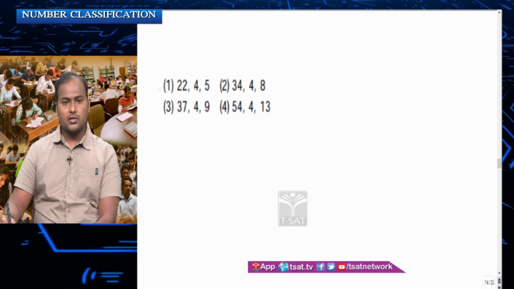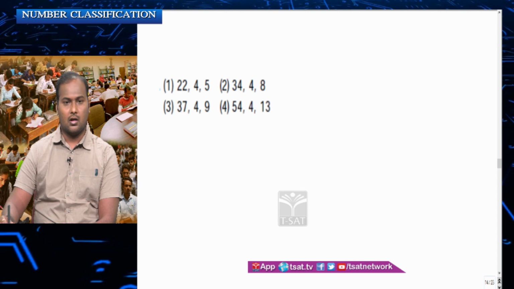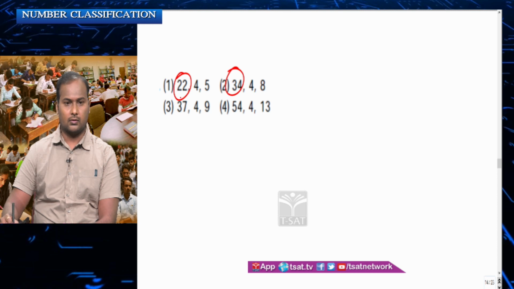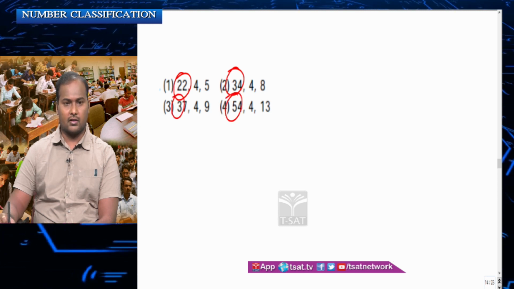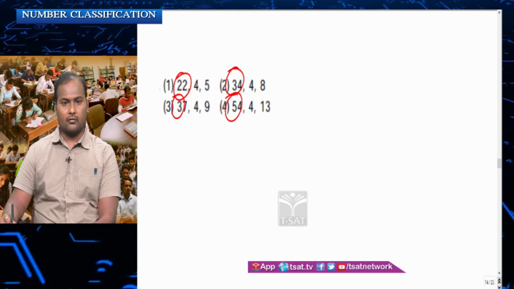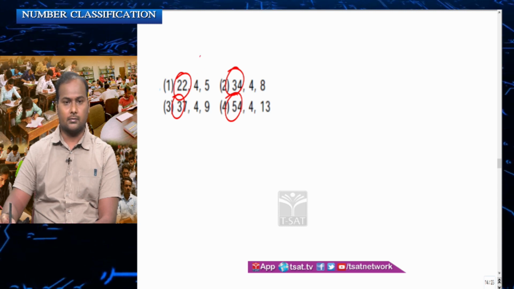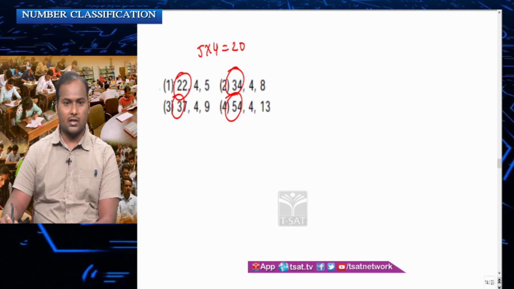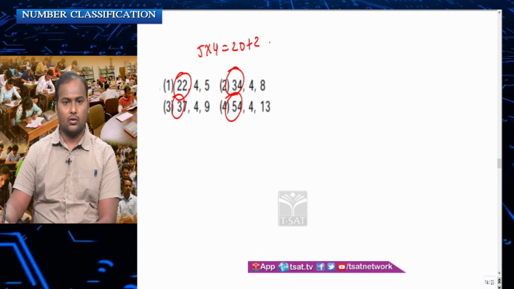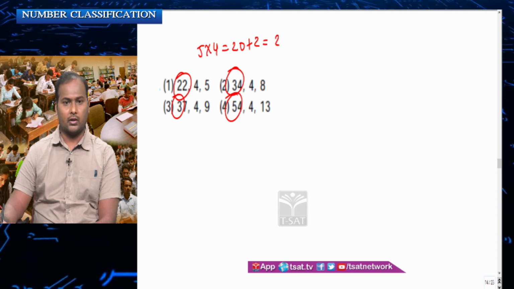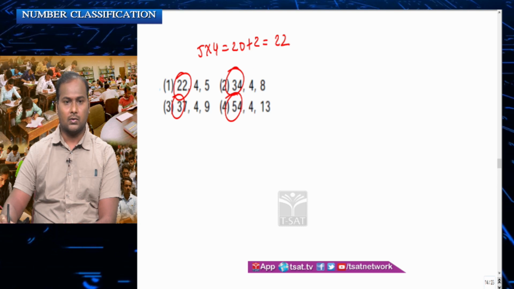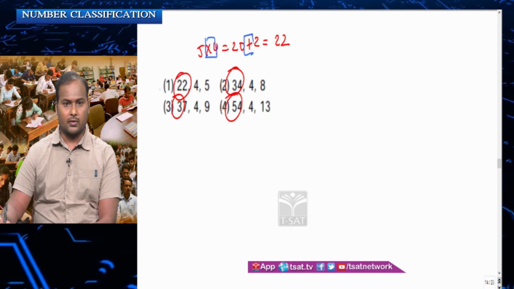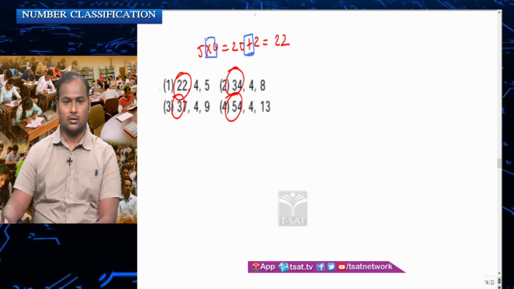See the next question. In this question also, the moment you see these numbers, observe which number is the bigger number. In this case, 22 is the bigger one, 34 is the bigger one, 37 is bigger one, and 54 is the bigger one. See, with the numbers of 5 and 4, you need to get 20, means you have to multiply. That is 5, 4 times, you will get 20. But what is there here? 22. So just I will try to add 2, then I will get answer 22. Here two things are involved. What are they? That is multiplication and addition. So because of this multiplication and addition, you are getting a big number.